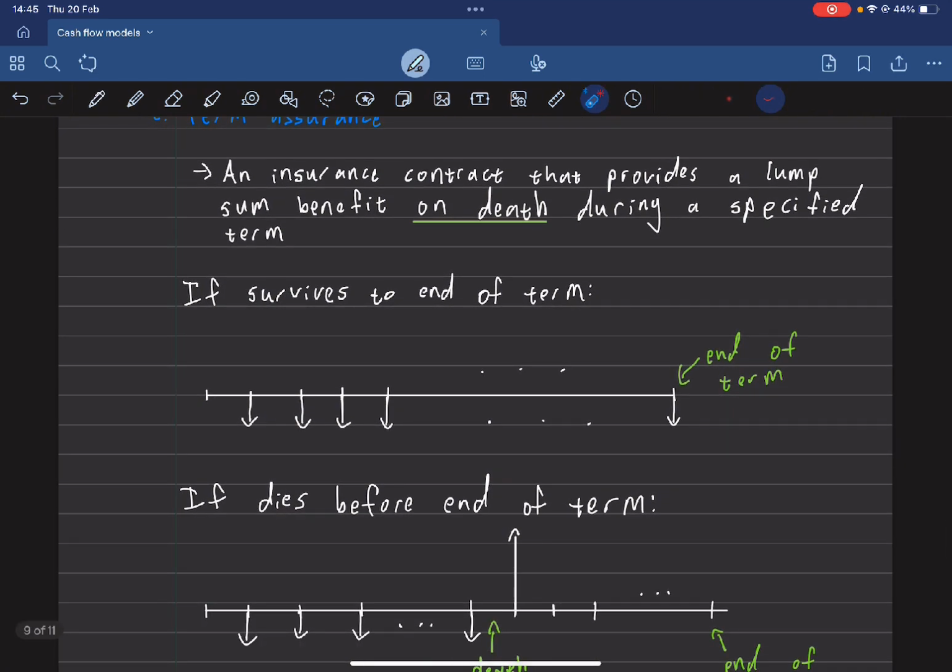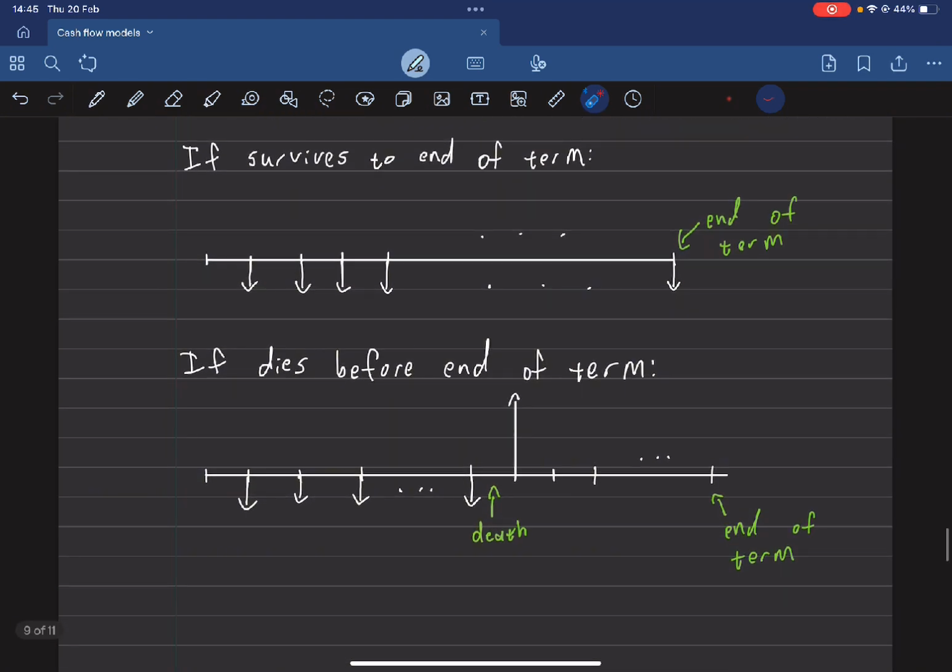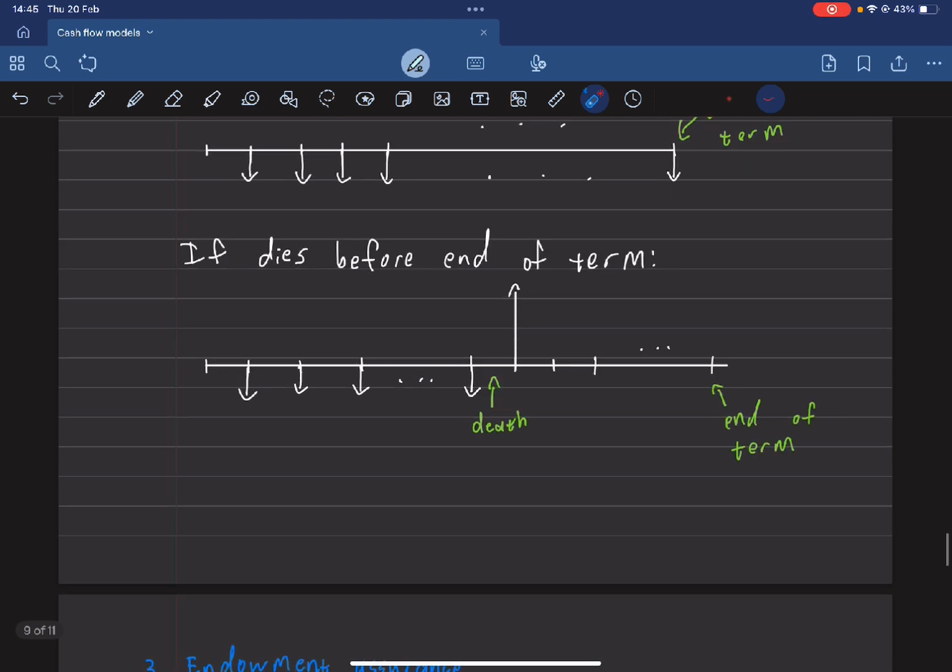So if you survive to the end of the term, then you'll pay every month, for example, and at the end of the term, it pays out on death, so you never died, so you won't get anything at the end. However, if you die before the end of the term, then they'll pay you out. So you pay the insurer every month, for example, and then you die here, and then they pay you out at this point because now you've died, and it pays out on death. And then obviously you won't pay any more premiums because you've passed away and you've got your benefit.